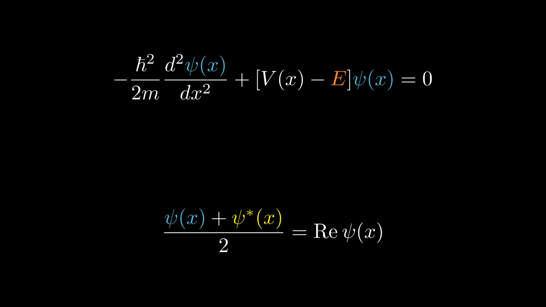This is really useful because the probability density, psi of x squared, needs to be real and positive. And by using real wave functions, we ensure that it behaves the way we expect. Plus, real wave functions are easier to interpret physically.